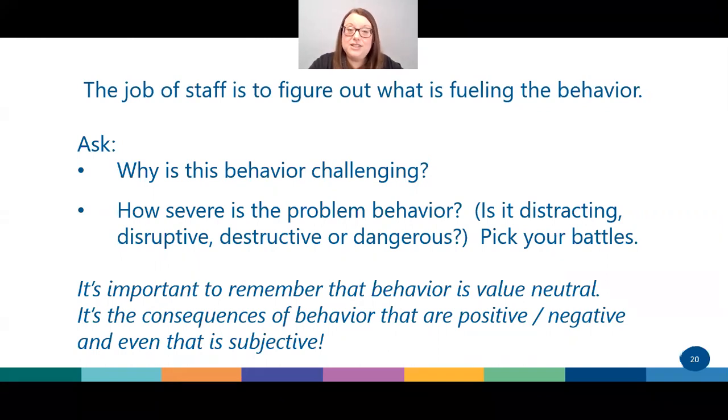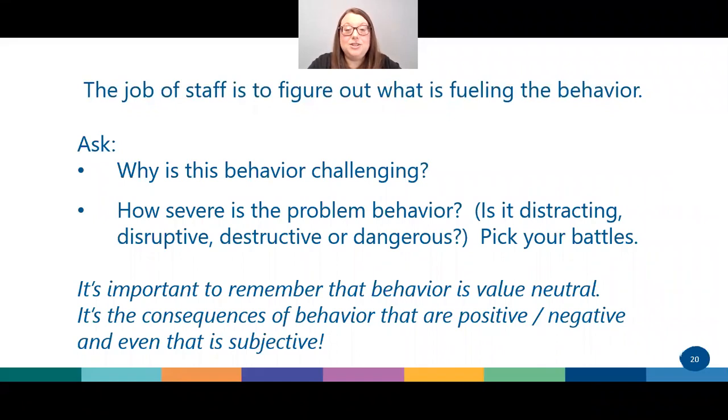If it is destructive or dangerous, we do want to intervene as we are guided by policy and procedure for the facility that you work with. But if it is just simply distracting or annoying or slightly disruptive, let's think about picking our battles and only intervene if it is a threat to health or safety. Another thing to remember is that behavior really is value neutral. It is the consequences of the behavior that are either positive or negative, and even that is subjective.